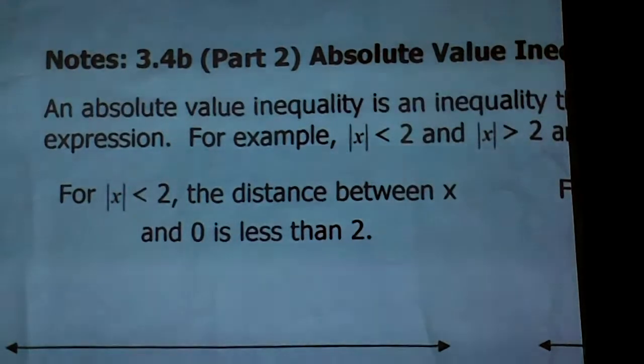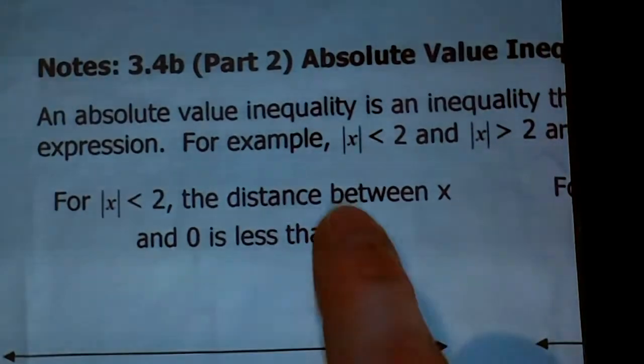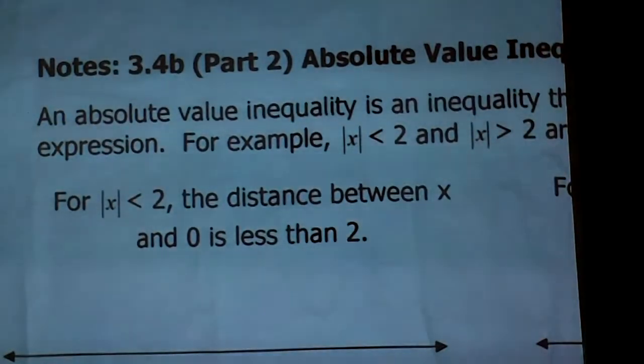Hello again. It's time for 3.4b Part 2. These are absolute value inequalities. So you have experienced absolute value equations in the past. Now we're going to apply what we've learned about that to inequalities. So an absolute value inequality is an inequality that contains an absolute value expression.